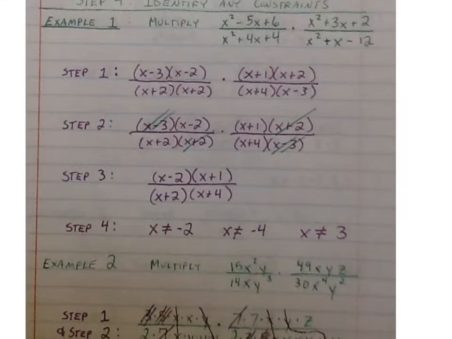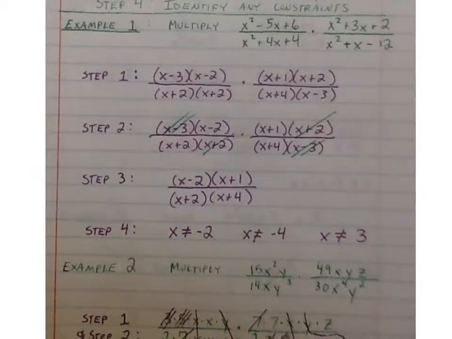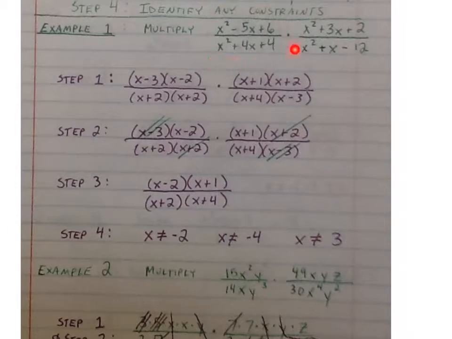Example 1. We want to multiply this rational expression by this rational expression. So in step 1, we factored the numerator and the denominator for each rational expression. So we have to do that for all numerators, all denominators. In step 2, we are canceling out like factors. And since the denominator here has an x plus 2 and the numerator here has an x plus 2, they cancel each other out. Similarly, we have an x minus 3 that cancels with an x minus 3.